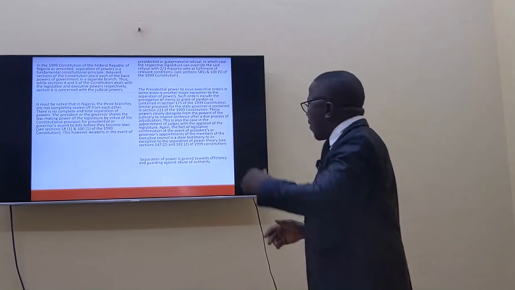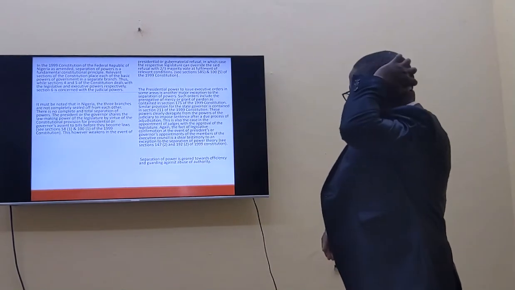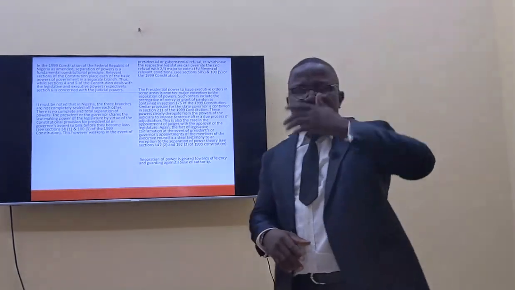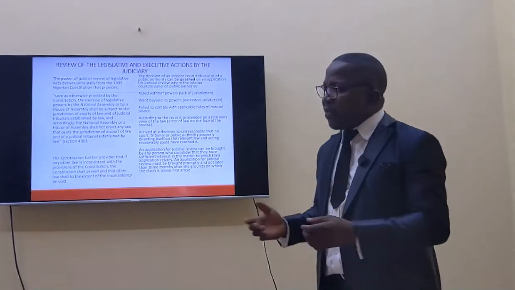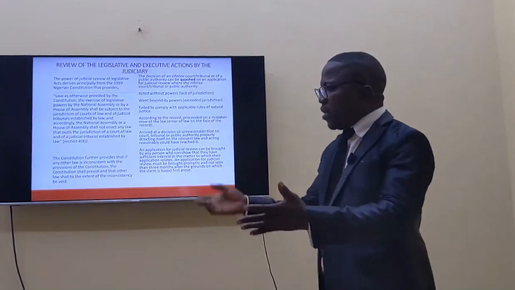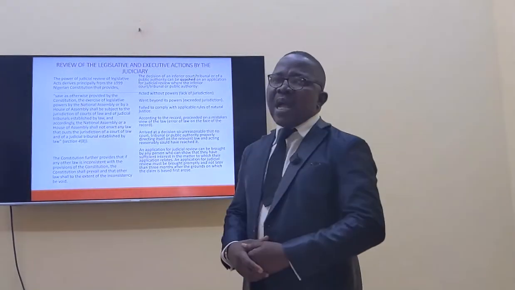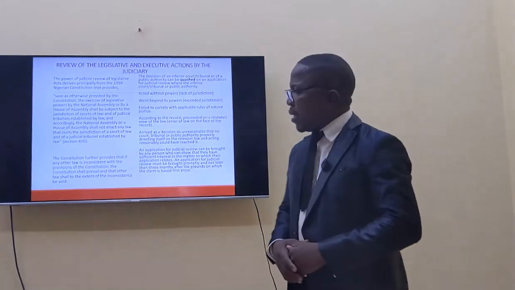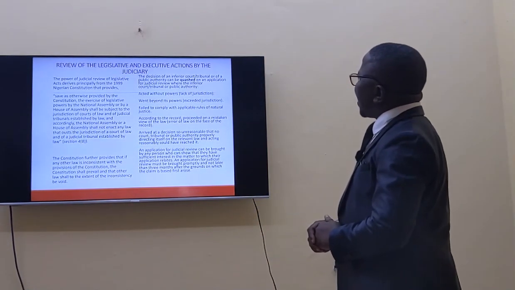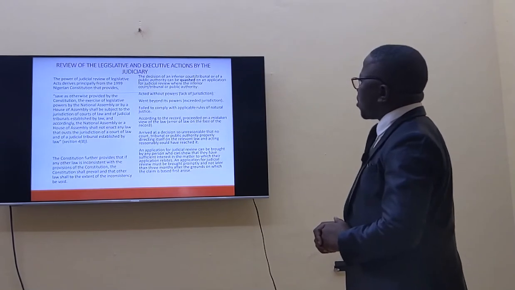So separation of power is geared towards efficiency and guarding against abuse of authority, absolute abuse. You may see, if you allow the governor to exercise all the powers, you will be the judge, you will be the executive, you will be everything. So at the end of the day, the whole system will collapse. Now, the review of legislative and executive action by judiciary.